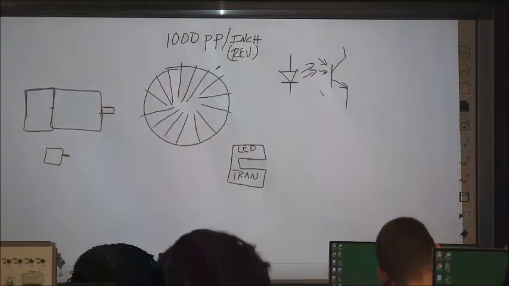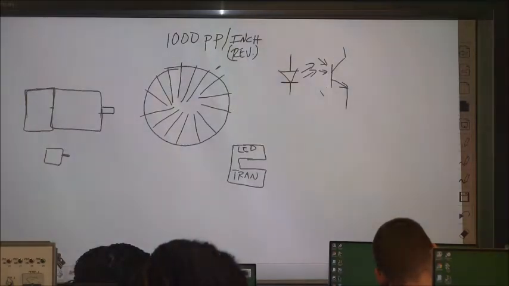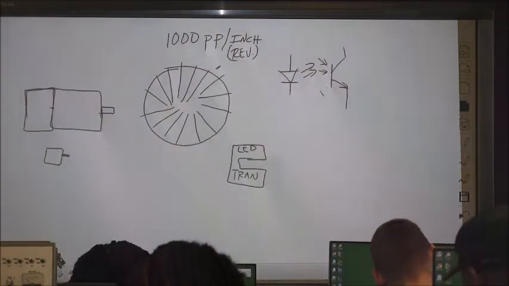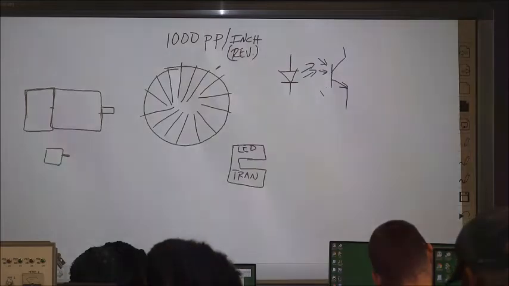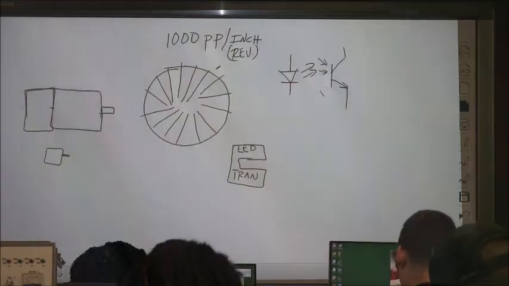Output control devices, solenoids. Here's something to take note of. An actuator is any device that converts electrical energy to mechanical energy.